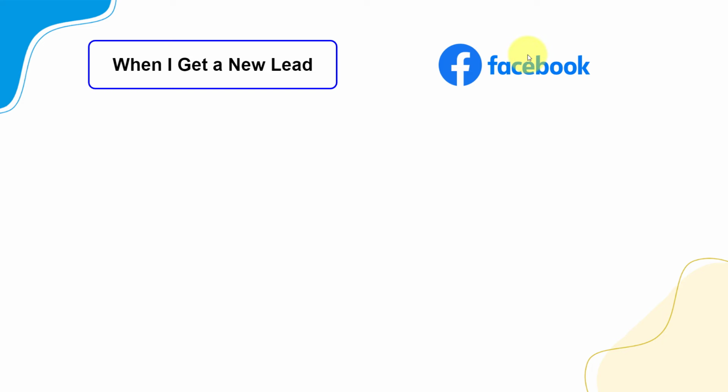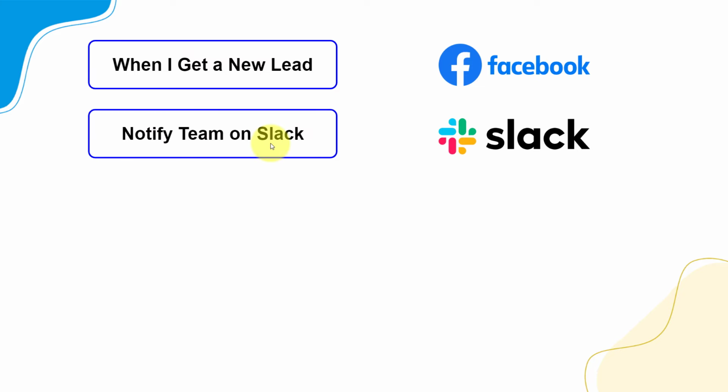So assume that you have got a new lead either via Facebook lead ads or via Google ads or via some website form submission. I will show you how you can instantly notify your team on Slack about that very same lead so that they can instantly follow up on that lead.